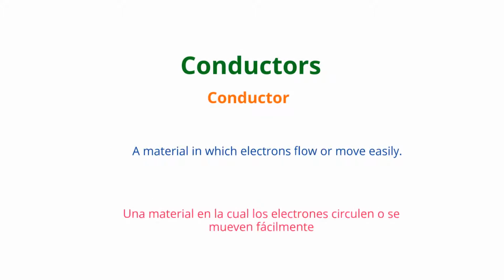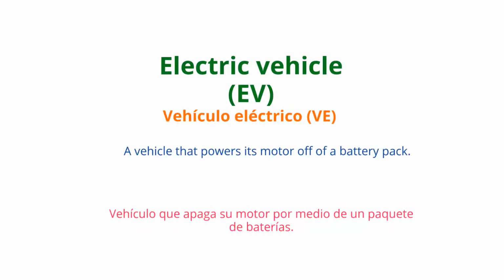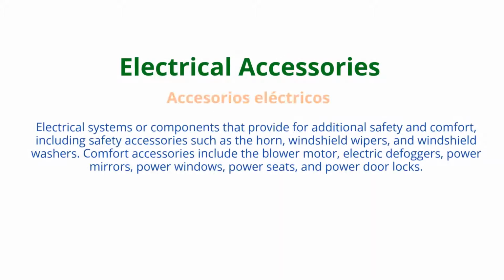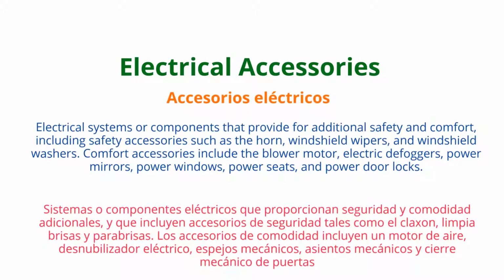Conductors. Conductors are materials in which electrons flow or move easily. Electric vehicle, or EV. A vehicle that powers its motor off of a battery pack. Electrical accessories. Electrical systems or components that provide for additional safety and comfort, including safety accessories such as the horn, windshield wipers, and windshield washers. Comfort accessories include the blower motor, electric defoggers, power mirrors, power windows, power seats, and power door locks.